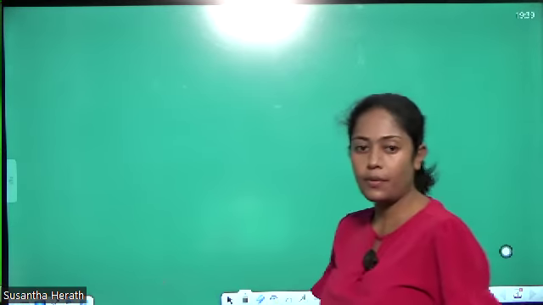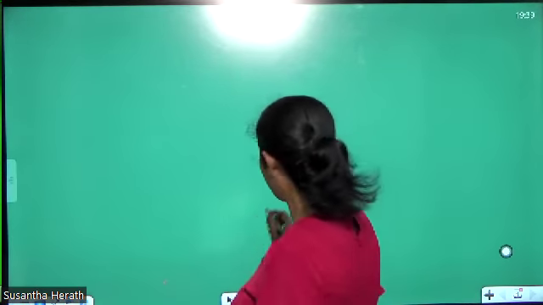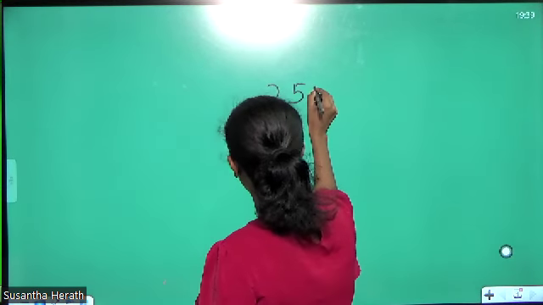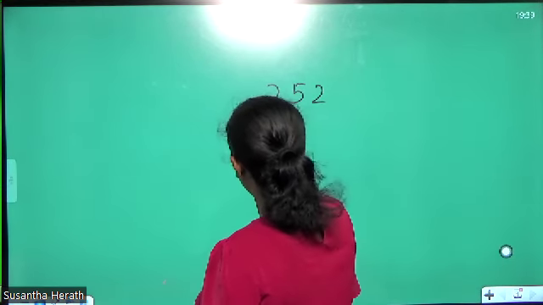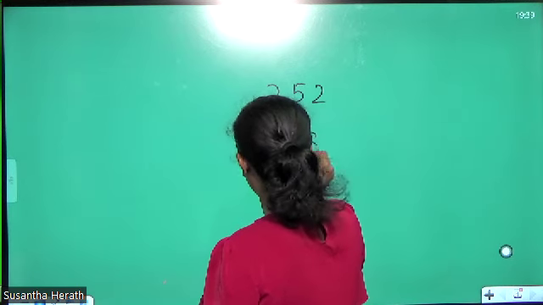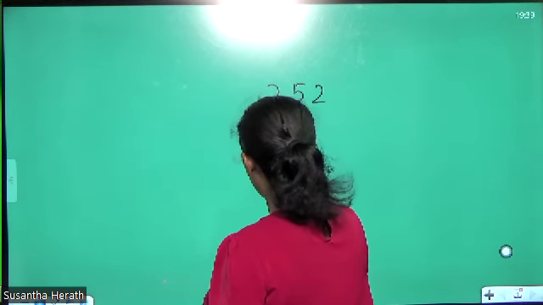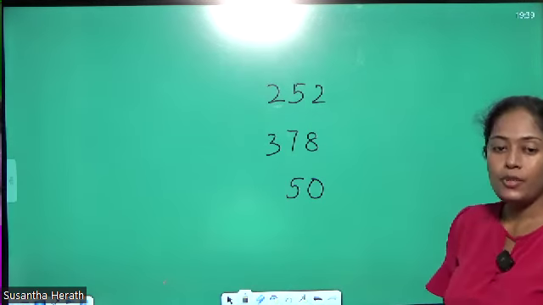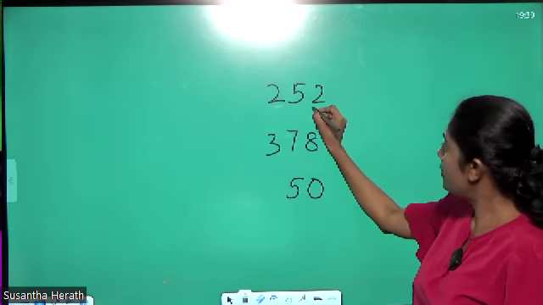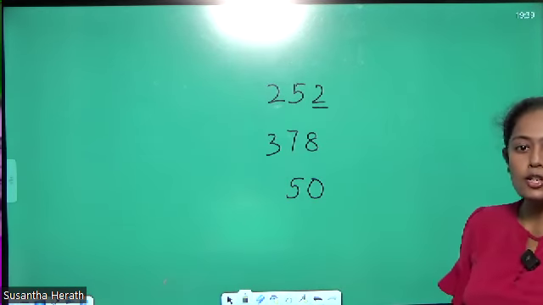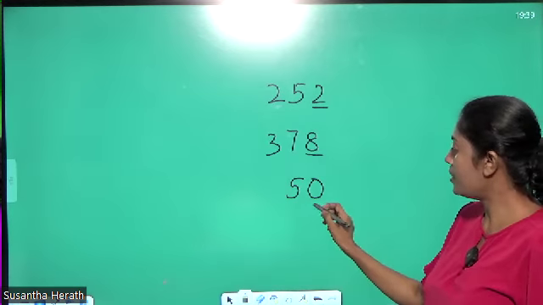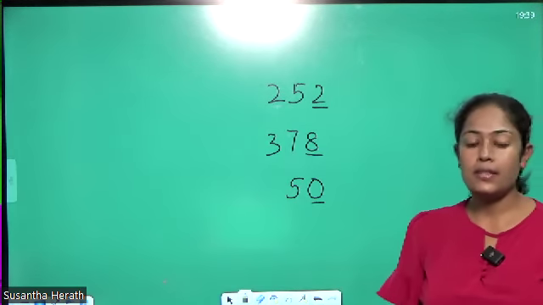Right? Look at the board now. Think of these numbers: 252, 378, 50. Check with the unit place value. Here, the unit place value is 2. Here, the unit place value is 8. Here, the unit place value is 0.